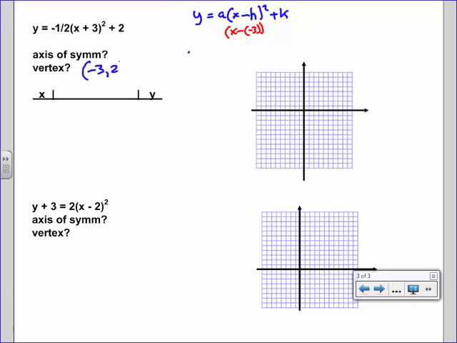Some people, if that confuses them, just look at this and say, well, for my x, I'm always going to take the opposite of this sign. If it's a plus, I'll make it a minus. That does not apply for the y. It is whatever value it is. If it's positive, it's positive. If it's negative, it's negative. So if our vertex is negative 3, 2, our axis of symmetry is x equals negative 3.